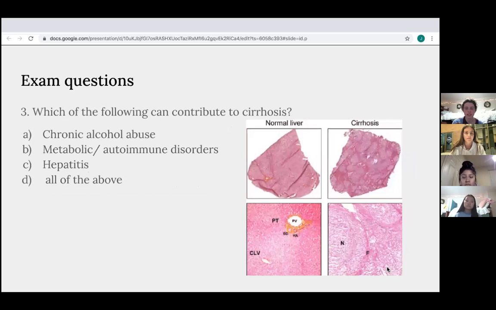For exam question 3, it says which of the following can contribute to cirrhosis? A, chronic alcohol abuse, B, metabolic or autoimmune disorders, C, hepatitis, and then D is all of the above. And if you look at the image on the right, you can see the veins in a normal liver and then the veins in a liver with cirrhosis. So the answer is going to be D, all of the above, because these are all causes of cirrhosis.